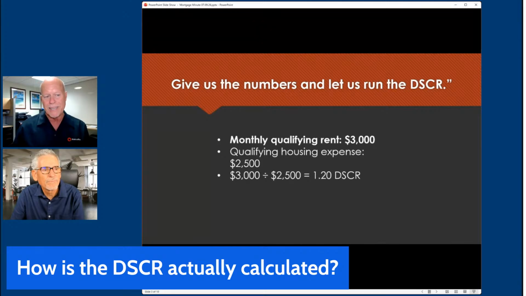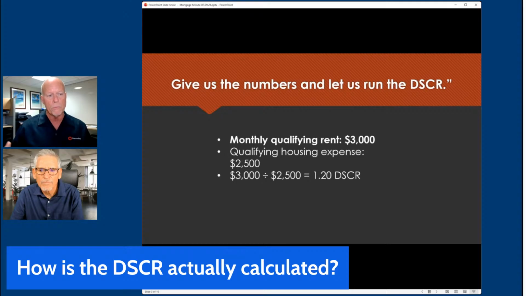below 1.0 doesn't necessarily mean the deal is dead. You can still potentially get the loan. Some DSCR programs will allow the ratio to fall below 1.0. Most will allow it down to 0.75, which of course means the property right out of the gate is going to have negative cash flow.